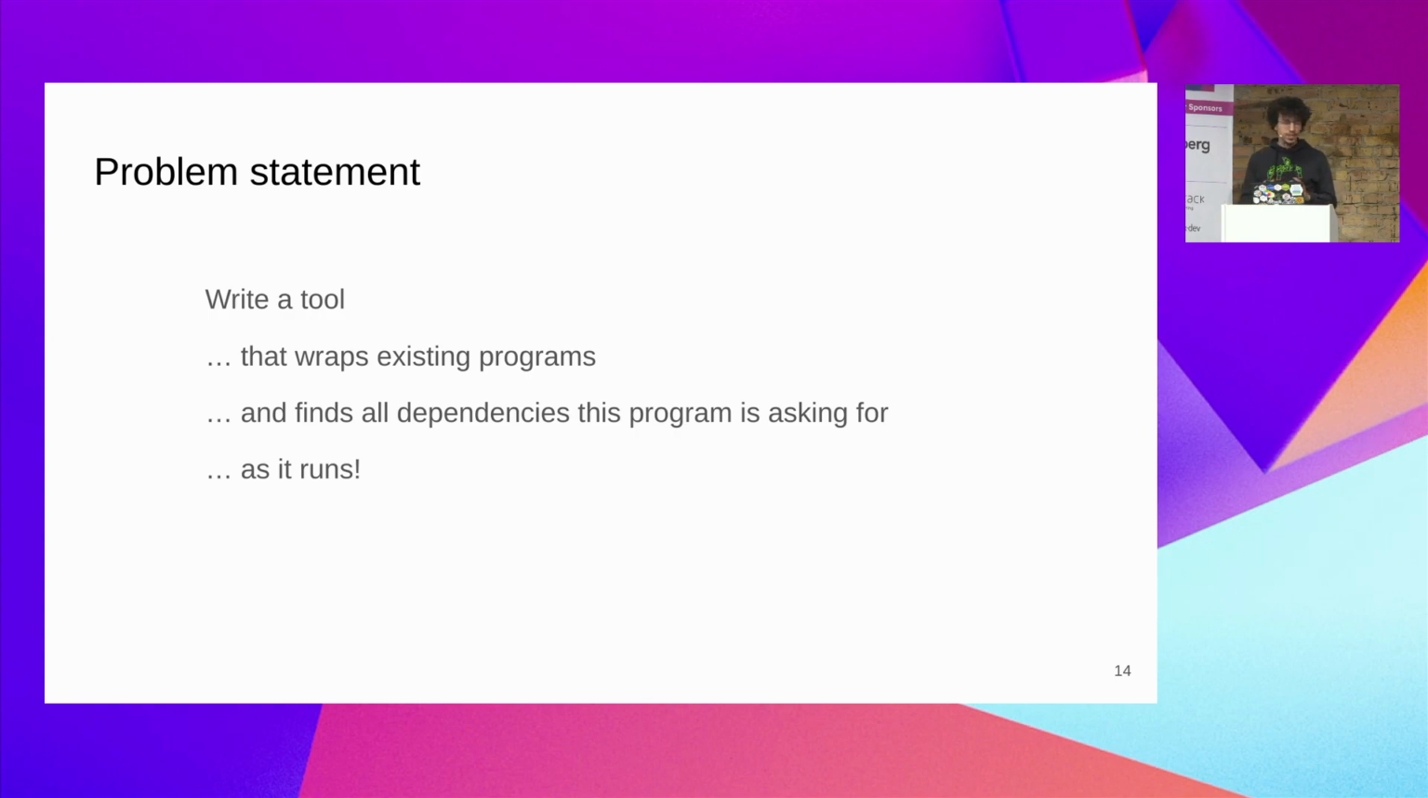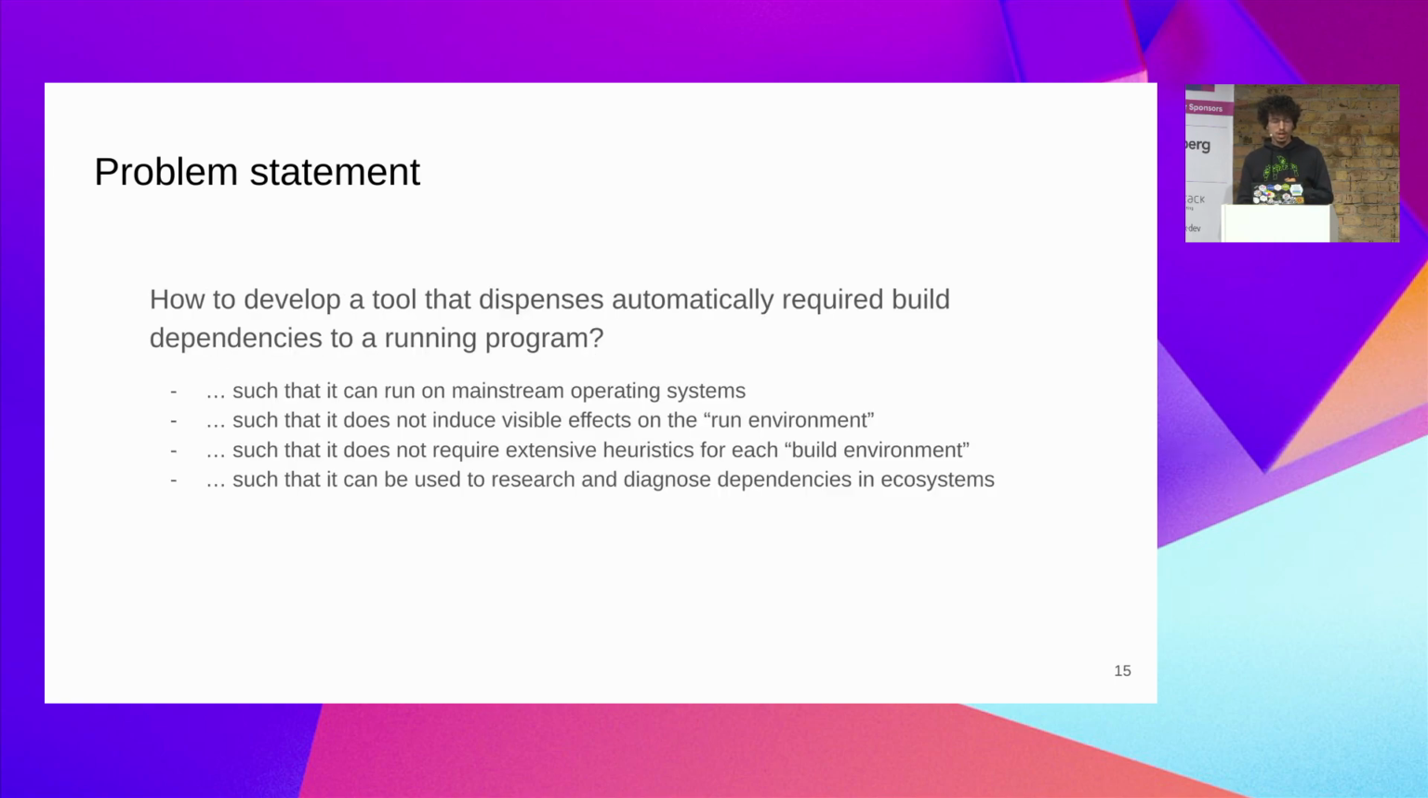So we have a problem statement here. We want to write a tool that wraps existing programs and finds all the dependencies they ask for as they run. More formally, we want a tool that automatically dispenses the required build dependencies to a running program. It can run on mainstream operating systems. We don't want to be constrained by system call tracing. We don't want to run only on Linux. Nowadays, everyone is having multiple operating systems: macOS, Windows, BSD, and Linux. So we should not constrain ourselves needlessly.